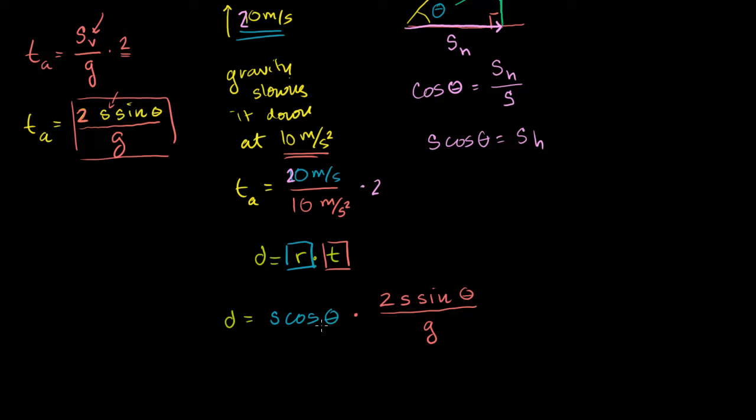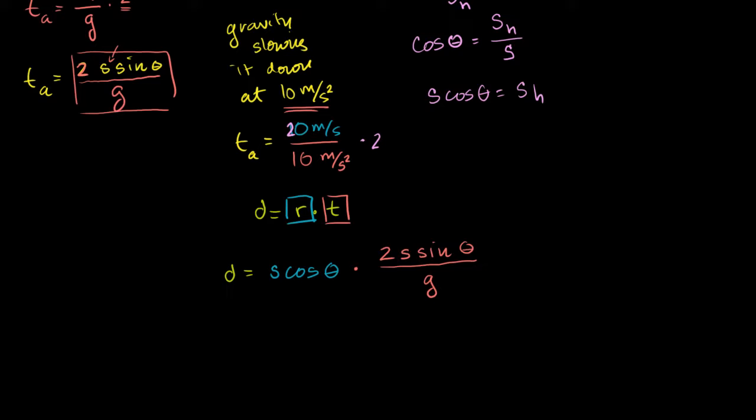So the total distance we're going to travel, pretty straightforward. Rate times time is just the product of these two things. And we could put all of the constants out front, so it's a little bit clearer that it's a function of theta. So we can write that the distance traveled as a function of theta is equal to this s times 2s divided by g, which is 2 times s squared over g, so 2s squared over g times cosine of theta times sine of theta.